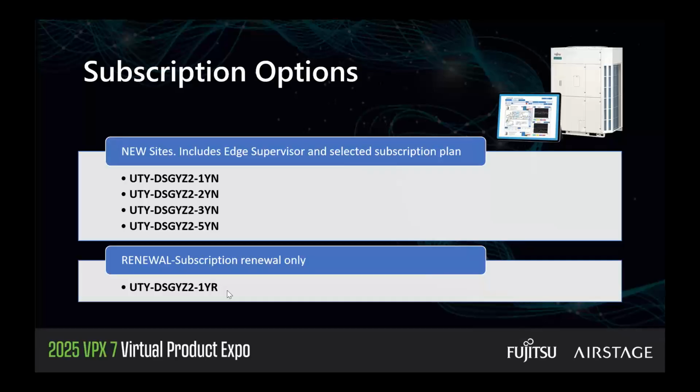After your initial subscription runs out, there will be a renewal. That renewal happens on a yearly basis. You can talk to your current distributor. If you are a distributor, go talk to your SE if you don't have the pricing for this.